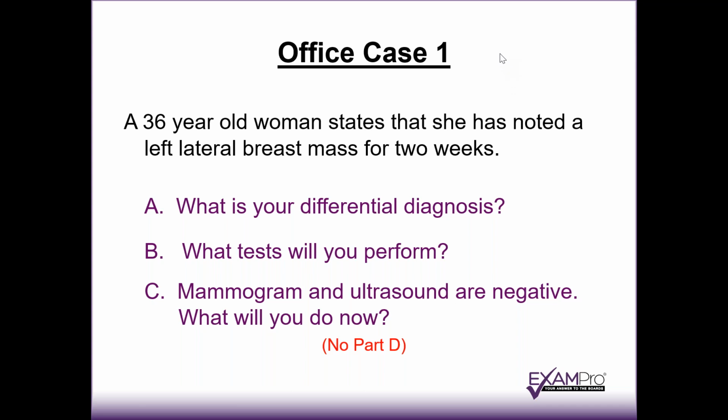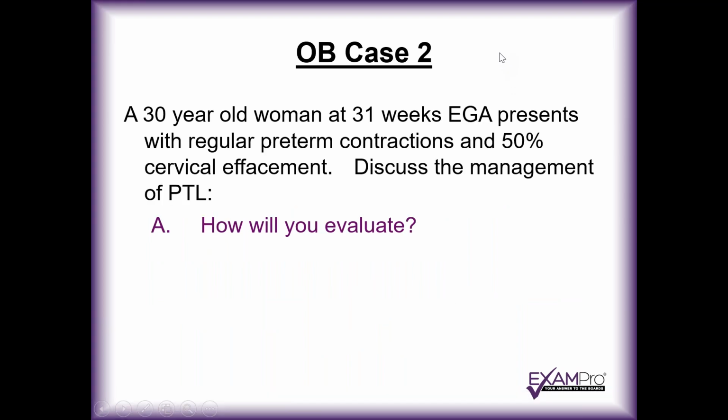We're going to circle around to an OB case, I think, coming up next here. Let's see here. So we've got a 30-year-old woman at 31 weeks gestation presents with regular preterm contractions and 50% cervical effacement. Discuss the management of preterm labor at this gestational age and in this situation. Part A, how would you evaluate this?